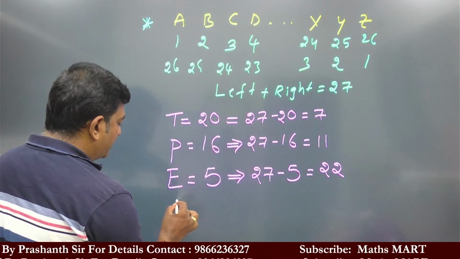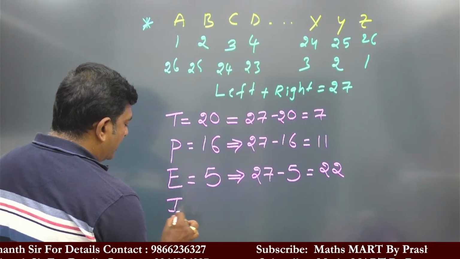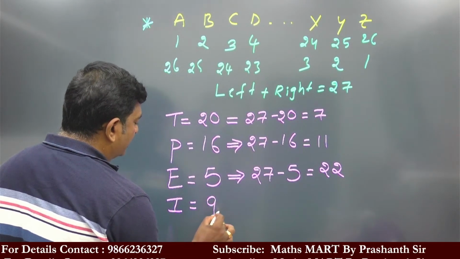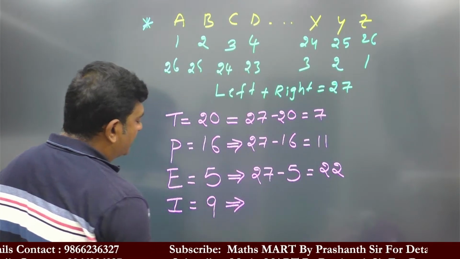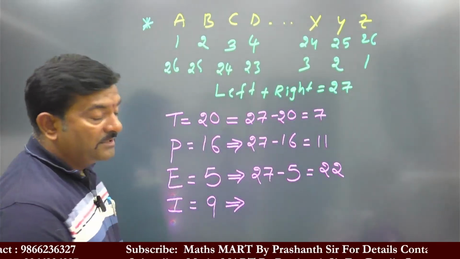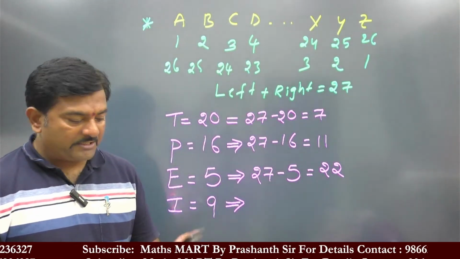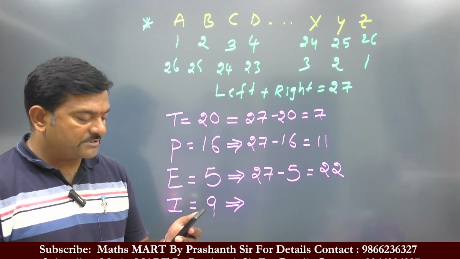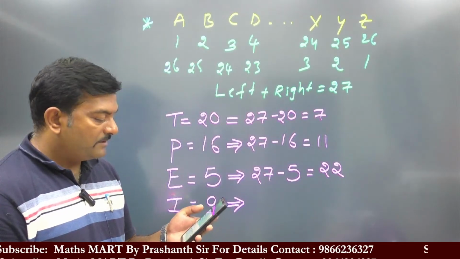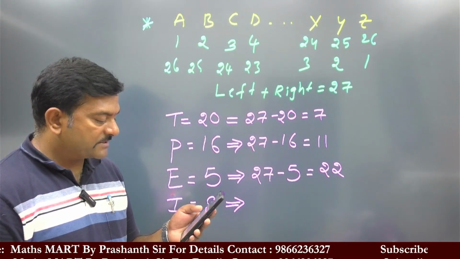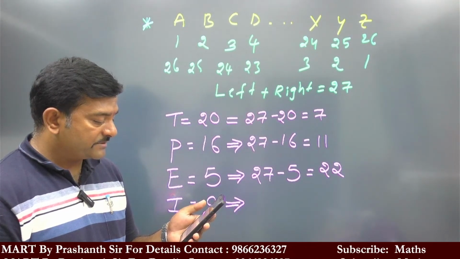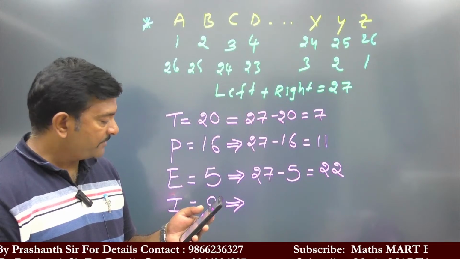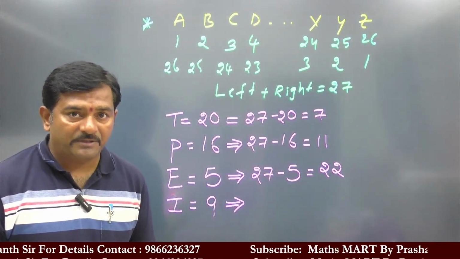One more example, a final example, we can take. Here I am taking one letter, I. The position of I is 9, which means from left to right. Now we have to find out, can anyone reply, what is the position of I from right to left? What is the position of 9 from right to left?